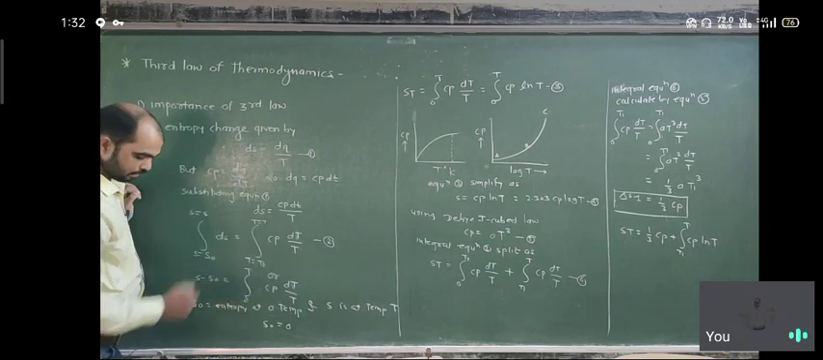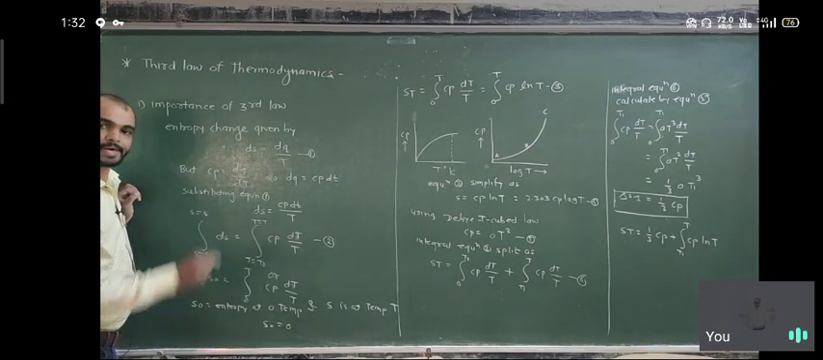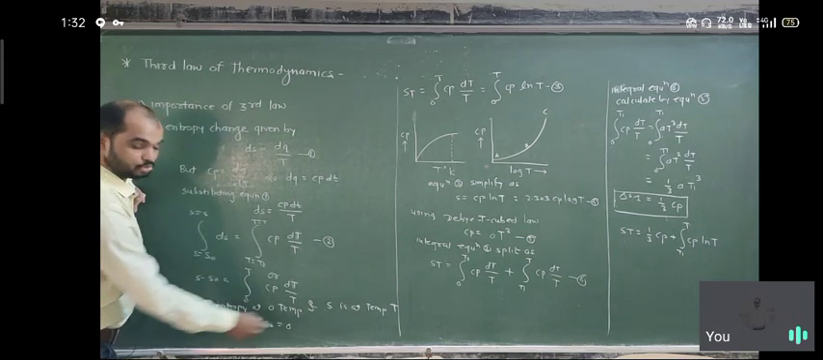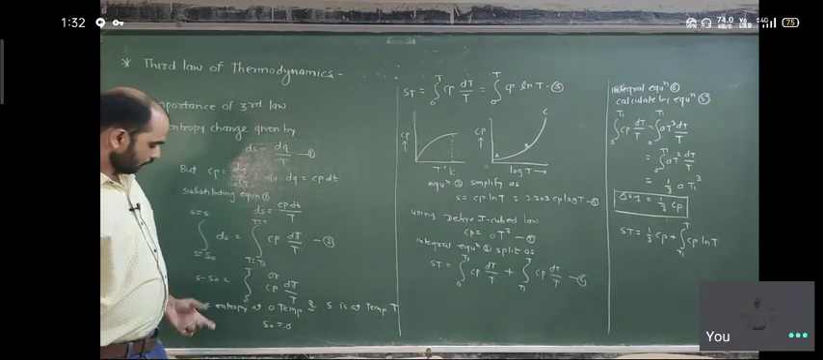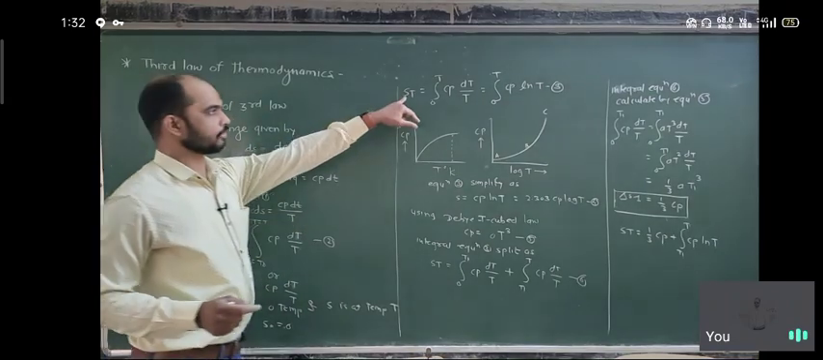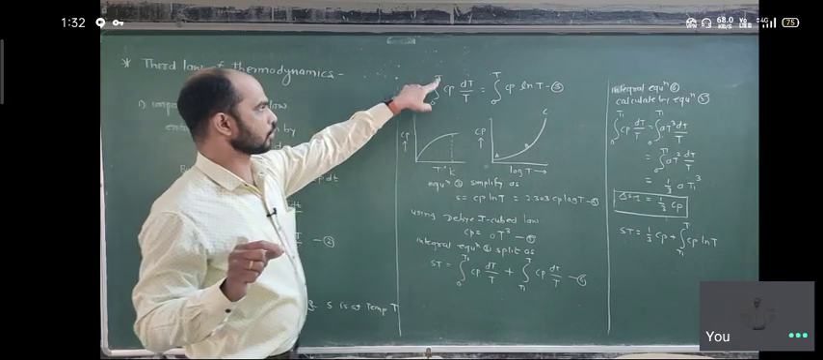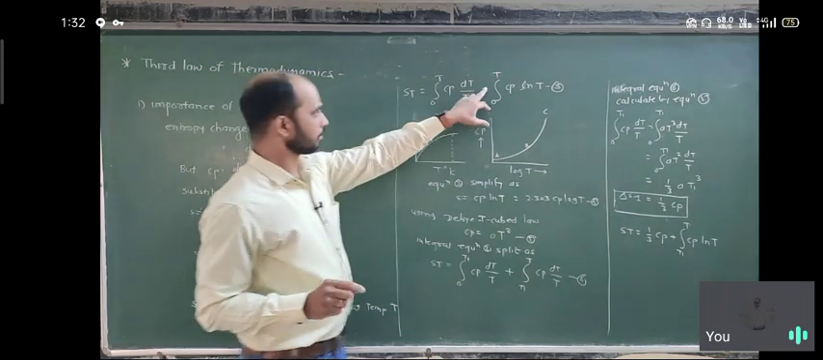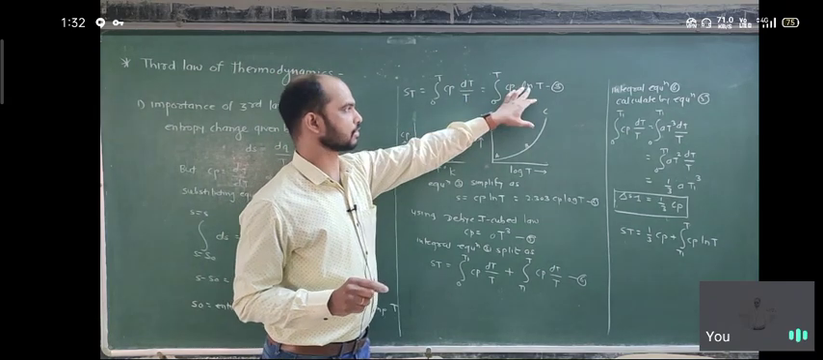Both are the same equation, but we already know S0 is the entropy at 0 temperature and S is the entropy at temperature T. According to the third law, S0 is equal to 0, meaning entropy at absolute 0 temperature is always 0. That means this term is not important. Here only the entropy at temperature T remains. So ST, the entropy at temperature T, is equal to the integral from 0 to T of Cp dT upon T, which when solved converts into Cp ln T.